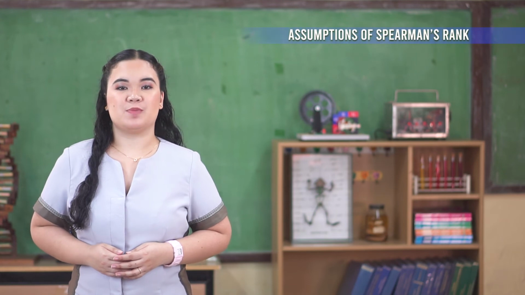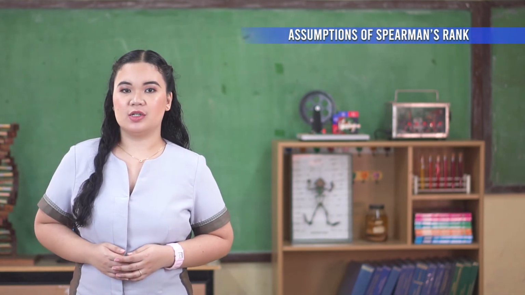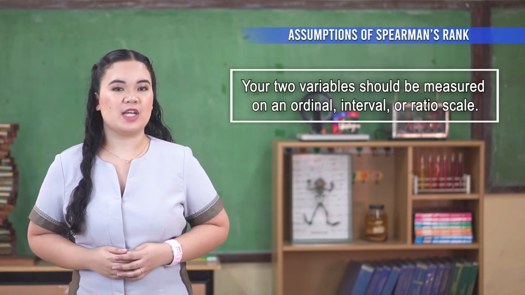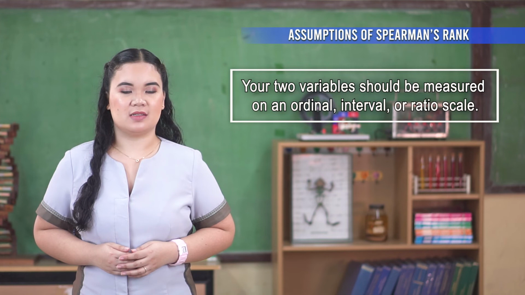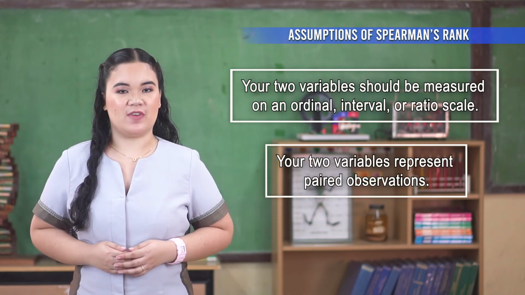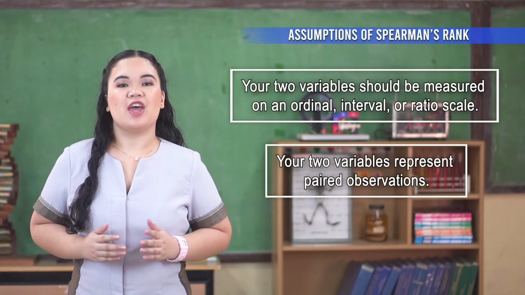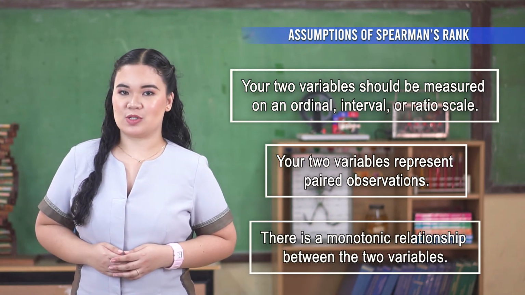We also learned that there are three assumptions of Spearman's rank when analyzing your data. These are: your two variables should be measured on an ordinal, interval, or ratio scale. Second, your two variables represent paired observations. And third, there is a monotonic relationship between the two variables.